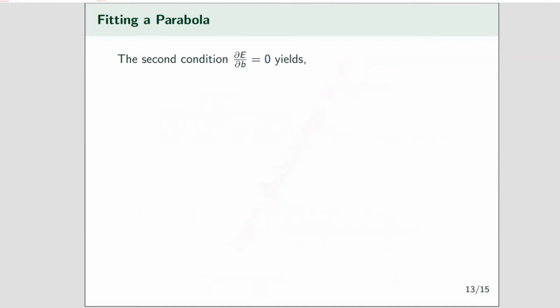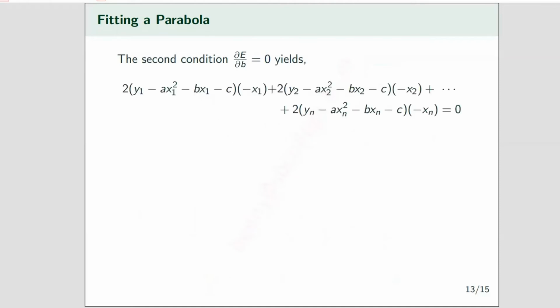The second condition is ∂E/∂B equal to 0, and this, as in the previous case, yields the equation 2 into (y1 minus a x1 square minus b x1 minus c), and it operates only on the term with b involved in it, so that we get minus x1, plus 2 into (y2 minus a x2 square minus b x2 minus c) into minus x2, plus etc., plus the last term 2 into (yn minus a xn square minus b xn minus c) into minus xn equal to 0.